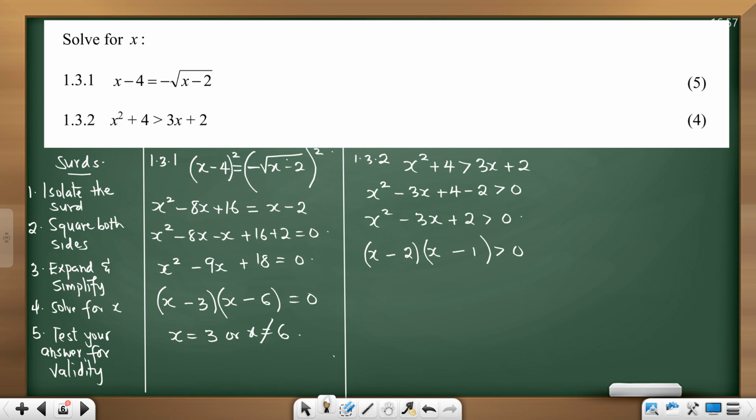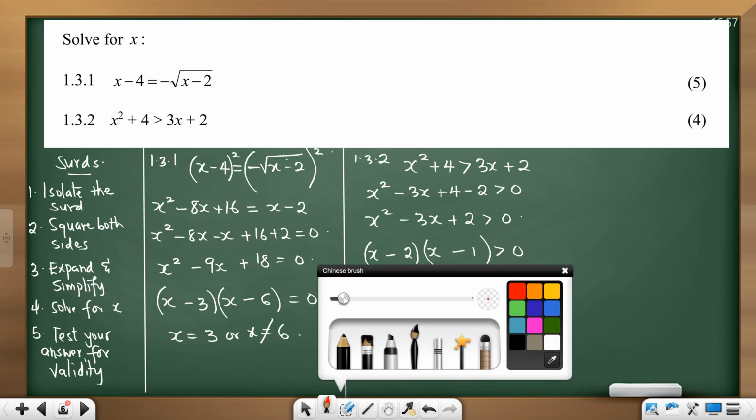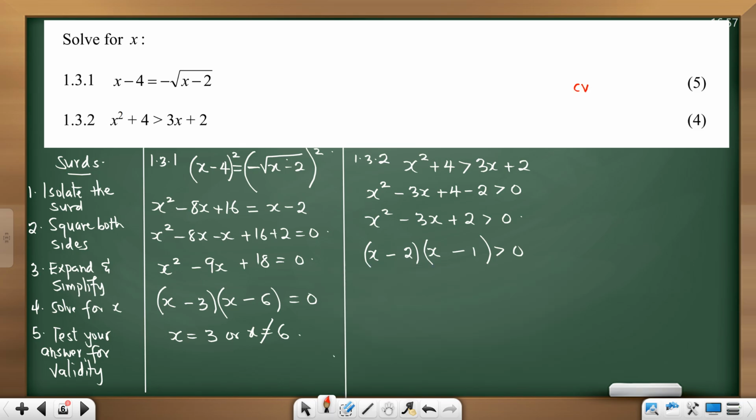Now, from here, please, my good learners, I don't want you to see any equal sign in your working. Please, don't write any equal sign. Just come outside of your book or your page and say critical value. X minus 2 equals to 0, x equals to 2. Or x minus 1 equals to 0. I don't want to see this here.